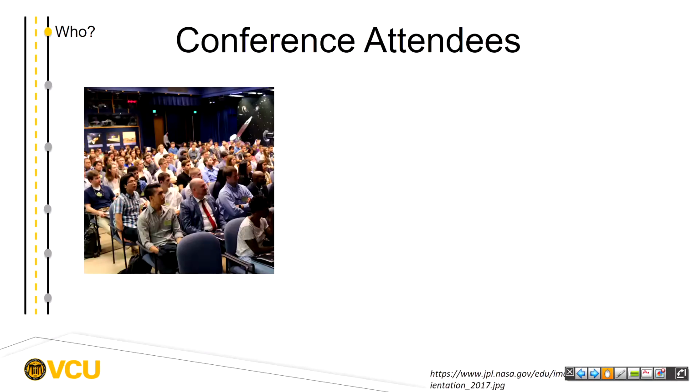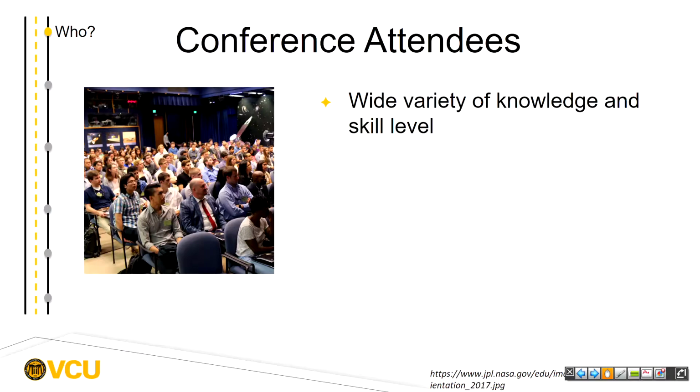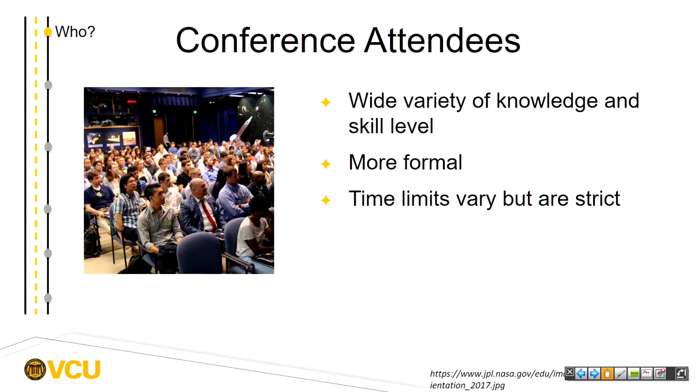Conference attendees, on the other hand, have a wider variety of knowledge and skill level. It's generally a more formal audience type. They're expecting something from you. You're usually standing in front of them, not eating a piece of pizza while you're talking, okay? Time limits can vary for the type of talks that you'll deliver at a conference, but those time limits are very strict, right? Especially if you're in a session of lightning talks, no one wants to be there on the 7th talk that's 2 minutes over and you're waiting to get out because you want to eat, right?